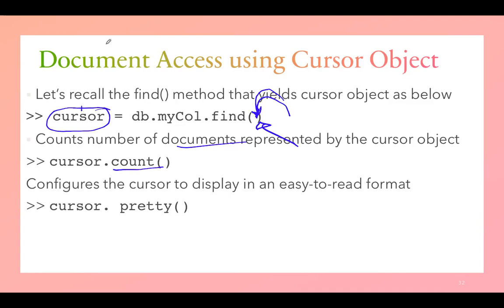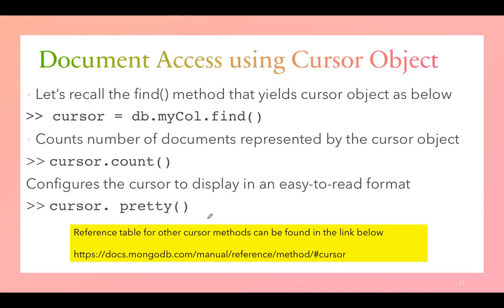And this cursor object will be basically pointing to those 57 documents. And then you can use cursor.count. So it will count the number of documents that satisfy that find condition. And .pretty configures the cursor to display in an easy to read format. I didn't show you an example output of the .pretty method, but you can try it by yourself because you have the mydata.json. Once you load it, you can just use .pretty. You should be able to visualize this in the very end. So we have a reference table for other cursor methods that can be found in this.